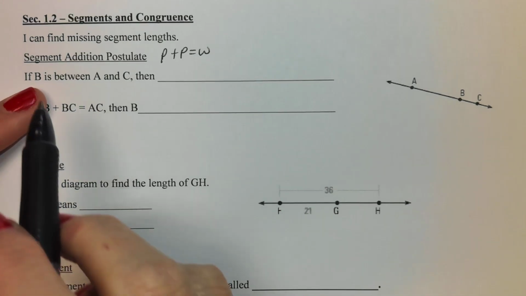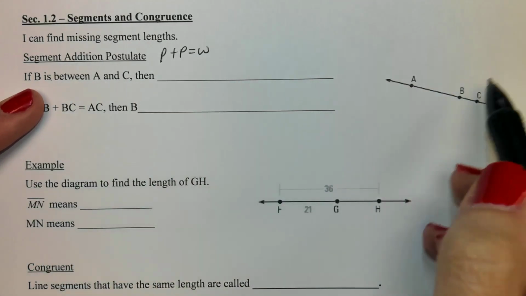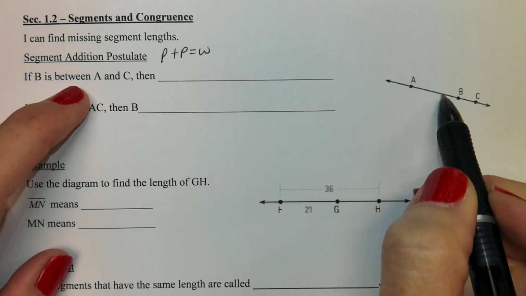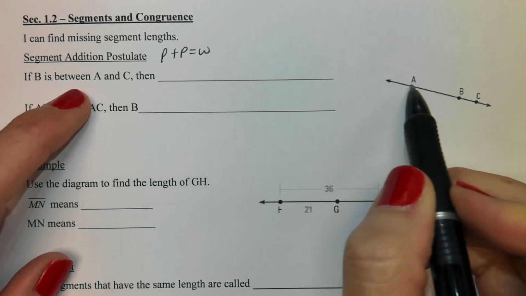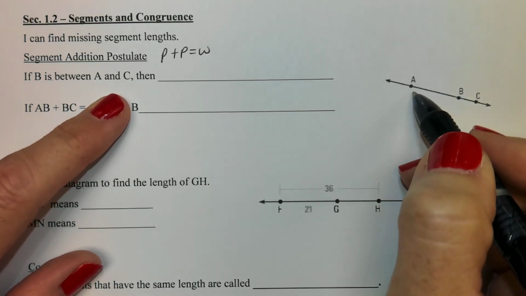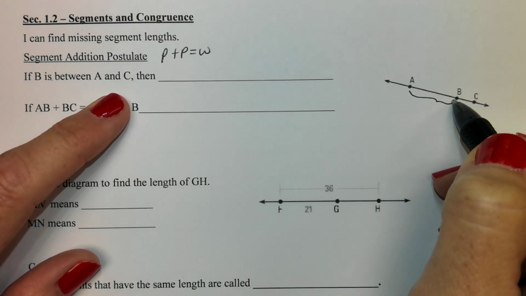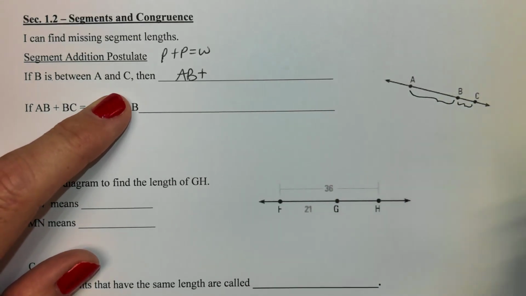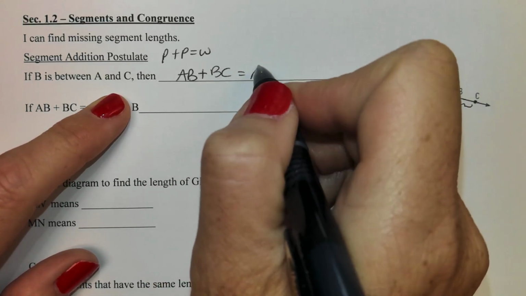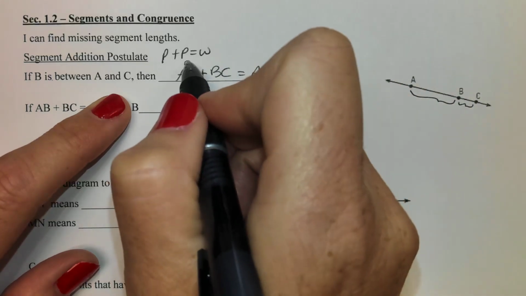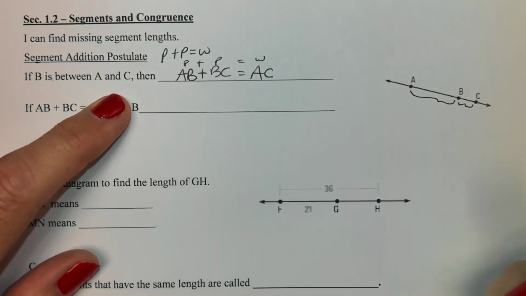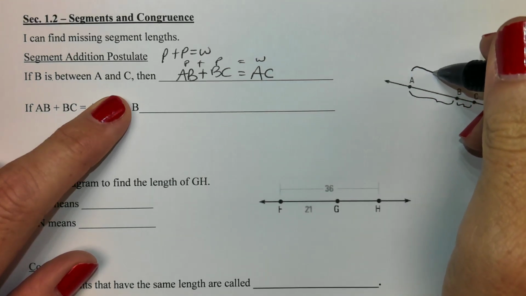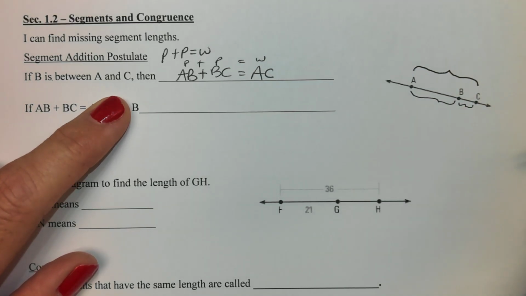So the first thing we're talking about is if B is between A and C. So if B is between them, not in the middle, like not dividing this in half, just somewhere in between them, then if I take A to B, that chunk, and I add it to B to C, that chunk, I will get the whole thing. So that's where the part plus part equals whole comes from. If I take the two pieces and add it together, I will get the whole thing.